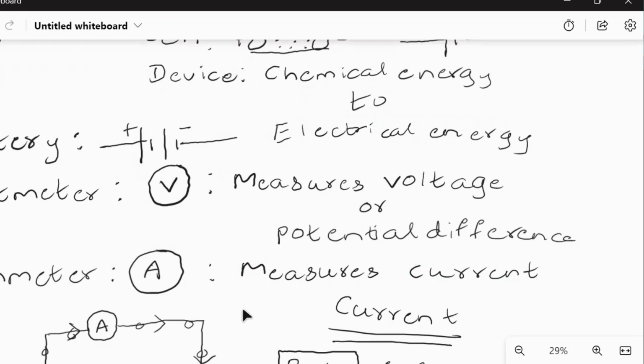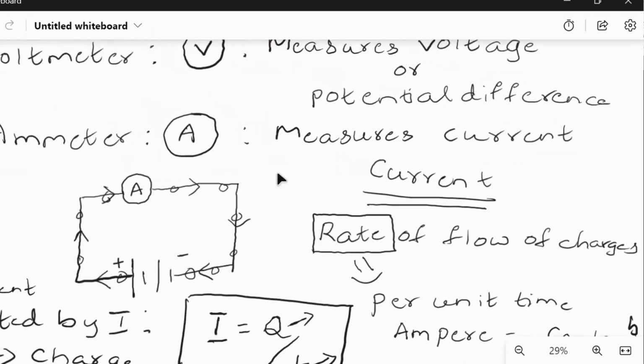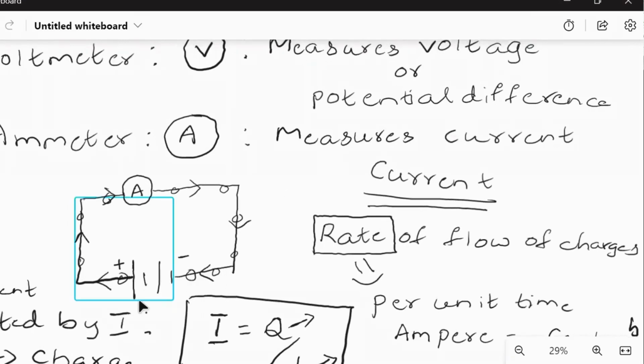Understanding? Okay. Next, drawing a circuit. While drawing a circuit, it should always have a DC source. DC means direct current. What is direct current? What is alternating current? That is a higher electrical concept. This is a battery, and these lines are wires or conductors. So this is a basic circuit which I have drawn with an ammeter and a battery.